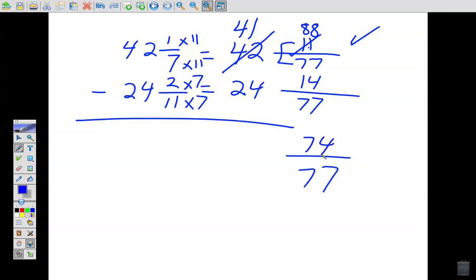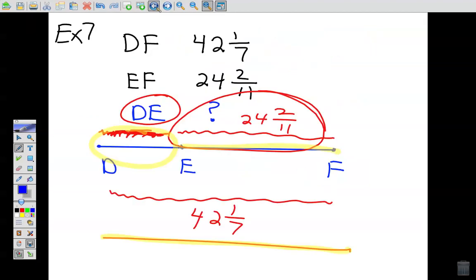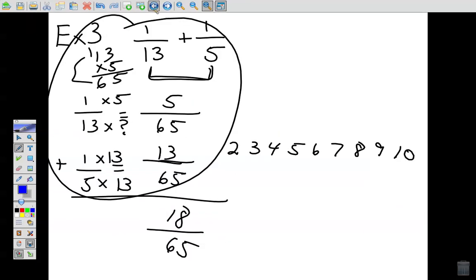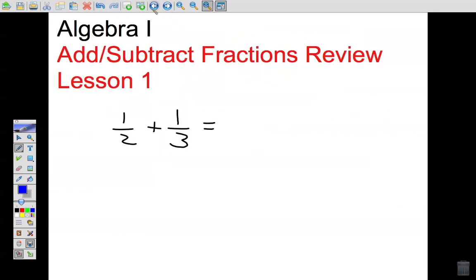Now subtract your whole numbers. What do we get there? 17. So 17 and 74 77ths, and the fraction part of it is in lowest terms. Topic today, may have remembered it, may have not. Simply is adding and subtracting fractions.